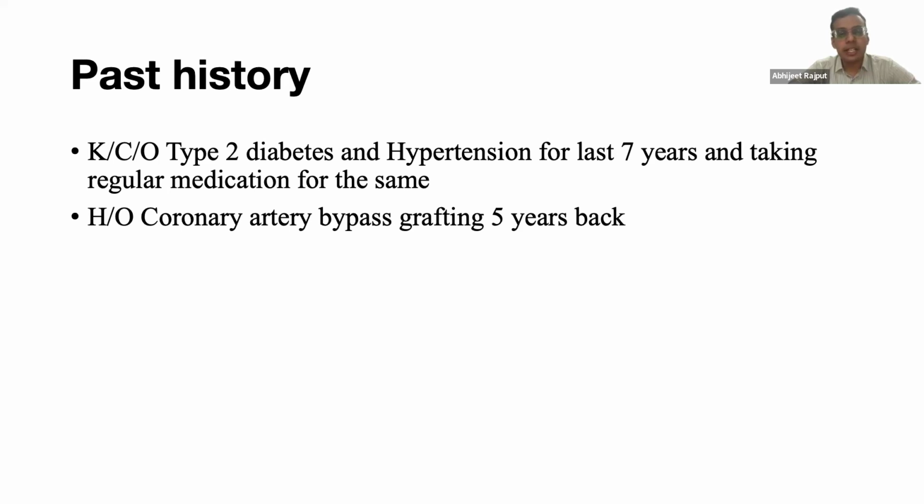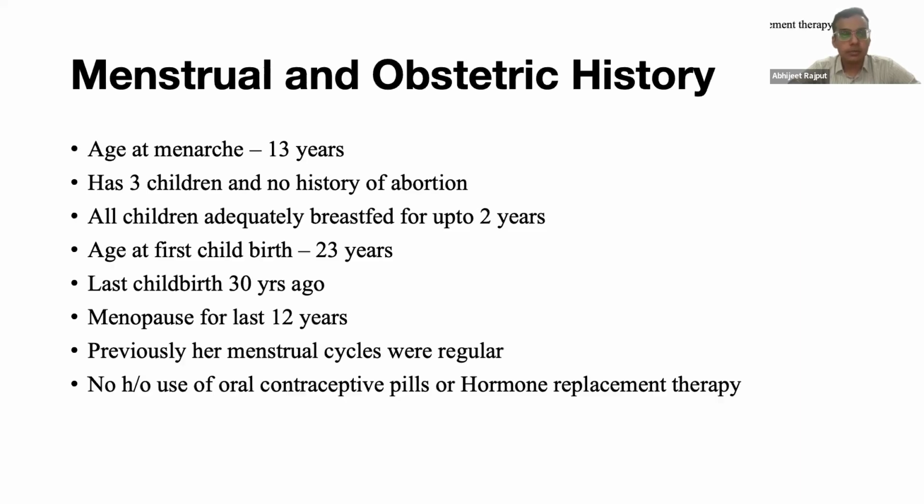Past history. Patient is a known case of type 2 diabetes and hypertension for last 7 years and is taking regular medication for the same. Patient is also operated case of coronary artery bypass grafting 5 years back.